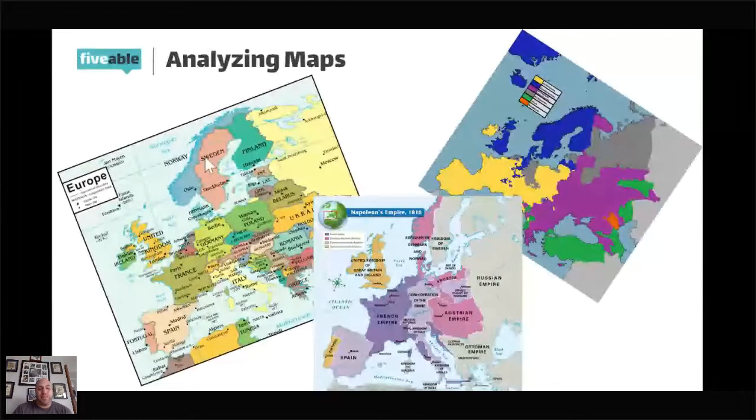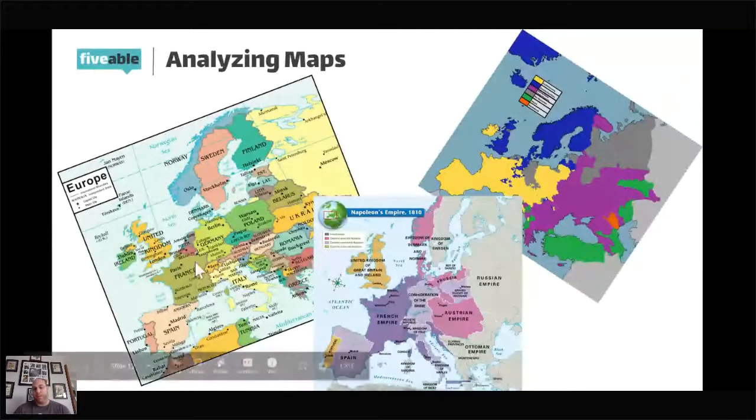Use the key that's provided to understand the map. A lot of times students don't read the title and they don't read the key. They just immediately start looking at it and going, oh, I see Germany. Okay, Germany's capital is Berlin. All right, this must be about World War II. Where does it say that on the map?